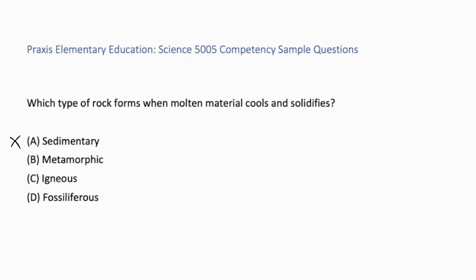A. Sedimentary is incorrect. These form from compaction of sediments, not cooling magma. B. Metamorphic is incorrect. These are formed under heat and pressure, but not from molten material. D. Fossiliferous is incorrect. This is a type of sedimentary rock, not formed from magma. The correct answer is igneous. Igneous rocks form from the cooling and solidification of magma or lava.